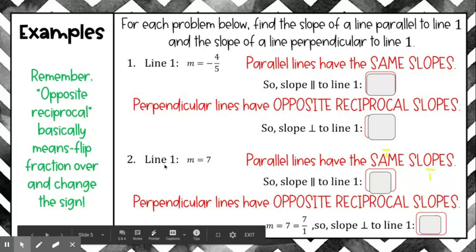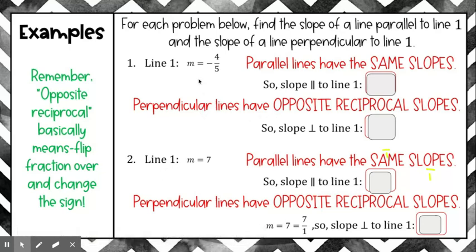So here are some examples. For each problem below, we're going to find the slope of a line parallel to line 1 and the slope of a line perpendicular to line 1. If parallel lines have the same slope, the slope that's going to be parallel to line 1 is going to be -4/5, because this tells us that our slope is -4/5. Parallel lines have the same slope, so it's the same.